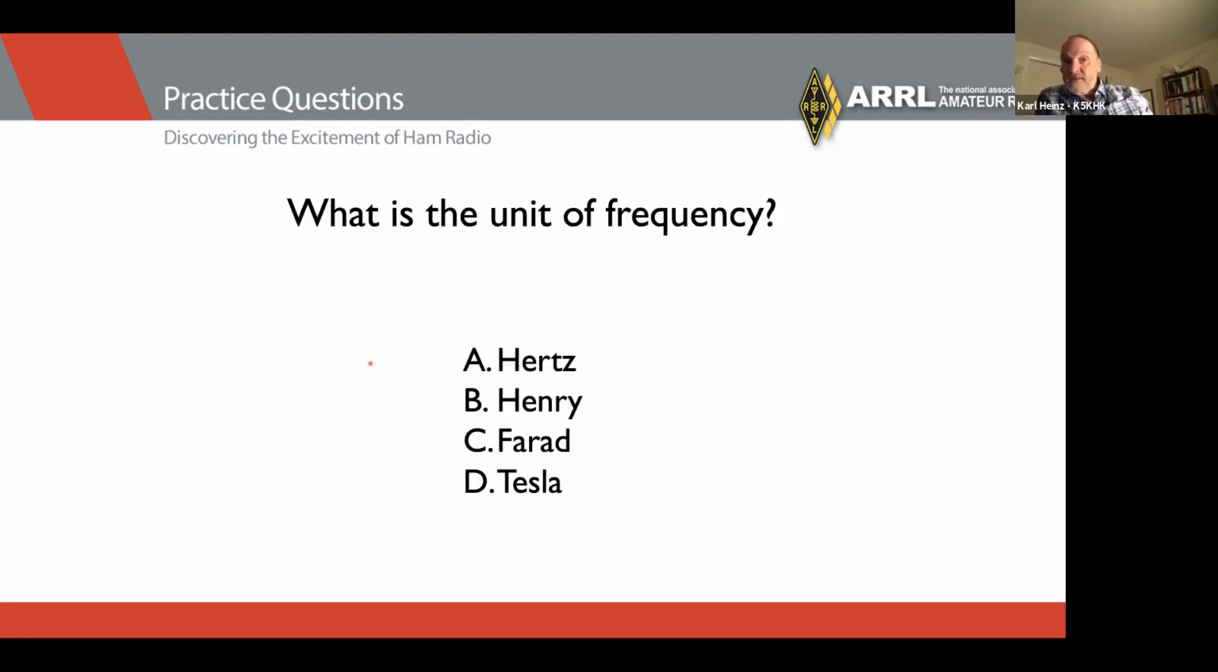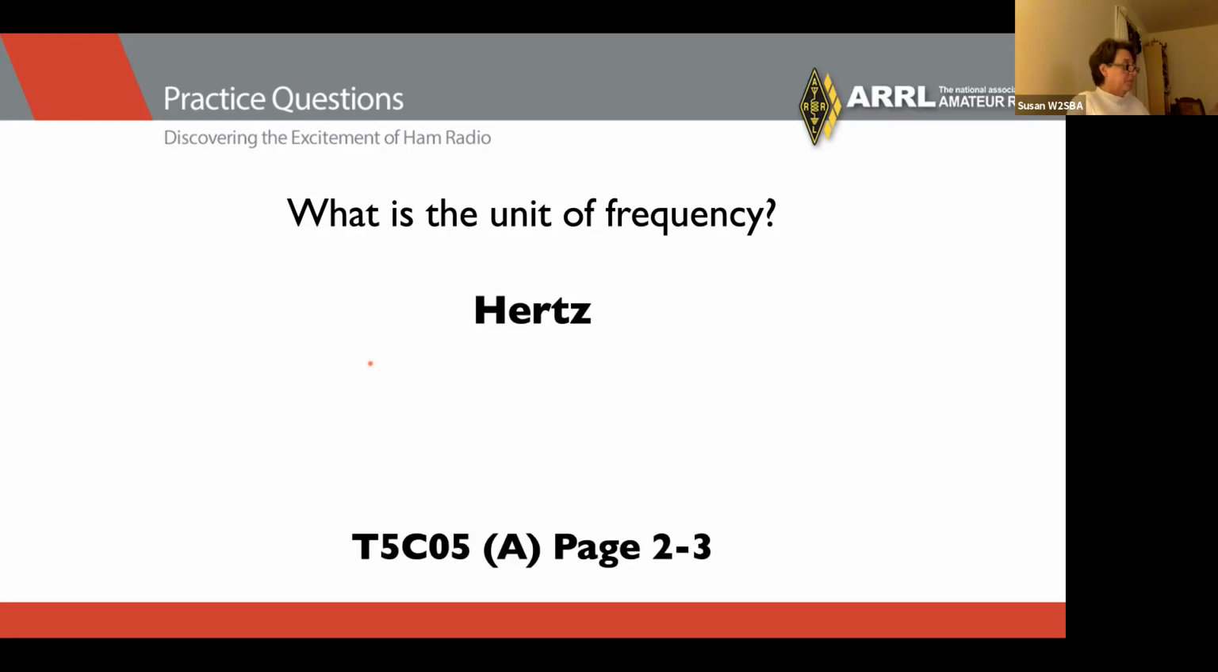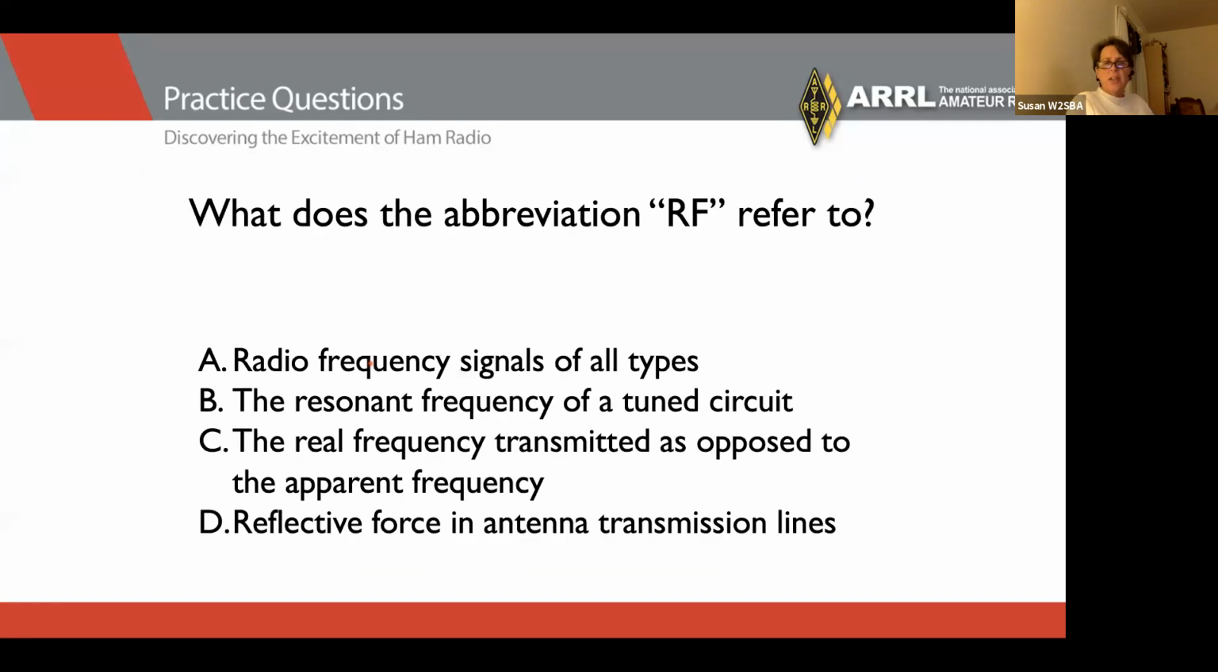What's the unit of frequency? Hertz. It's the hertz. You know that it's not Tesla because we haven't talked about that, so you could rule that one out. I don't think that Tesla comes up anywhere in the technician class. It does not.